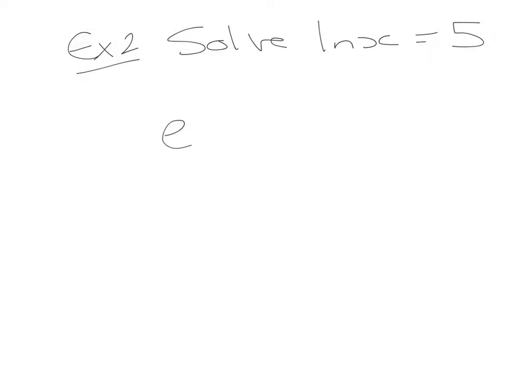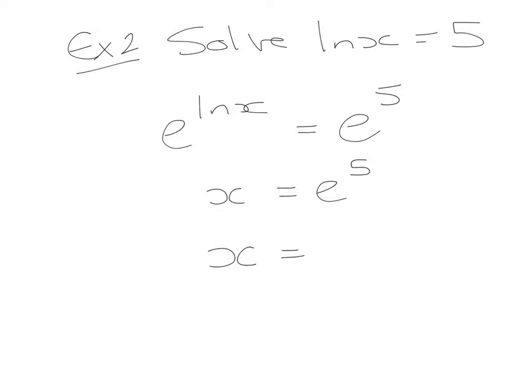Example 2. Solve ln x equal to 5. This time we want to remove the natural log, so we take the exponential of both sides. So that would be e to the ln x equal to e to the 5, leaving only x on the left hand side and e to the 5 on the right hand side. When we evaluate e to the 5 in the calculator, we get 148.413.